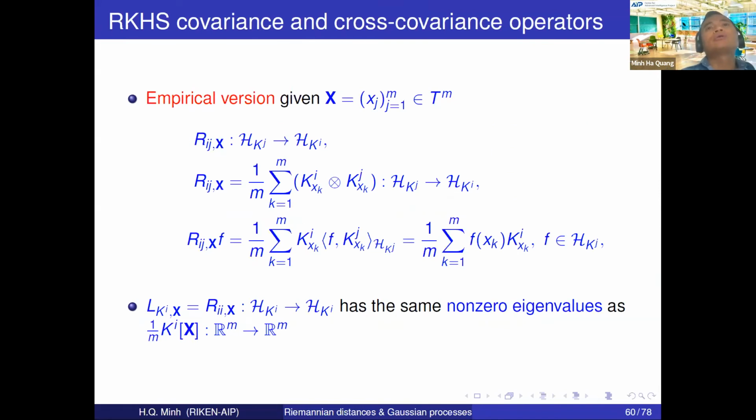And then you can also define the empirical version as well, based on data set X. In particular, the RKHS covariance operator on the set X has the same nonzero eigenvalues as the matrix one over m K_X. So we can represent the quantities using one over m K_X instead of in terms of the operator.